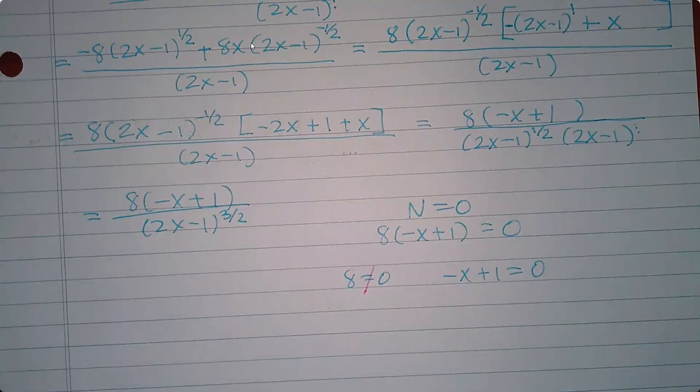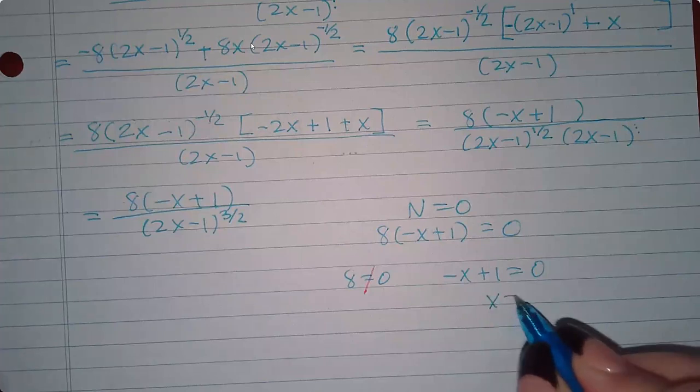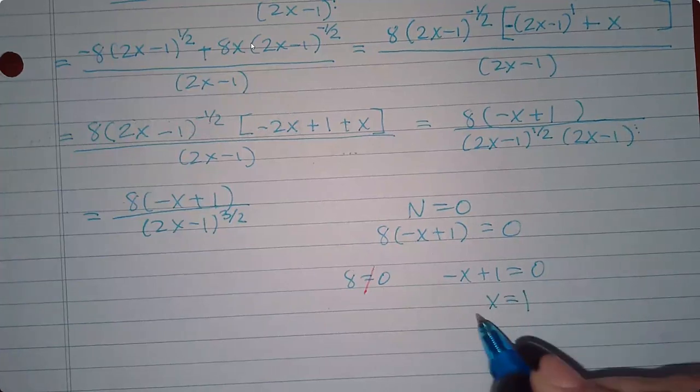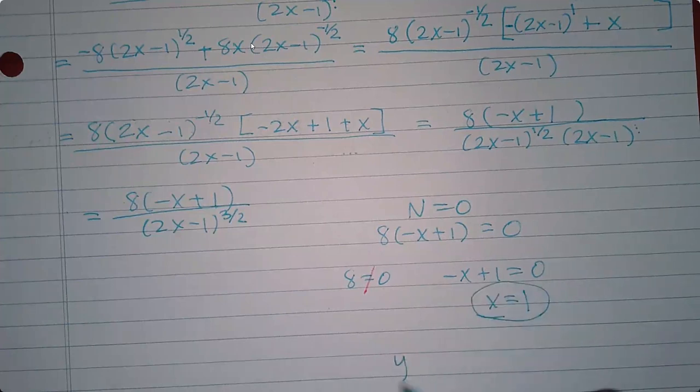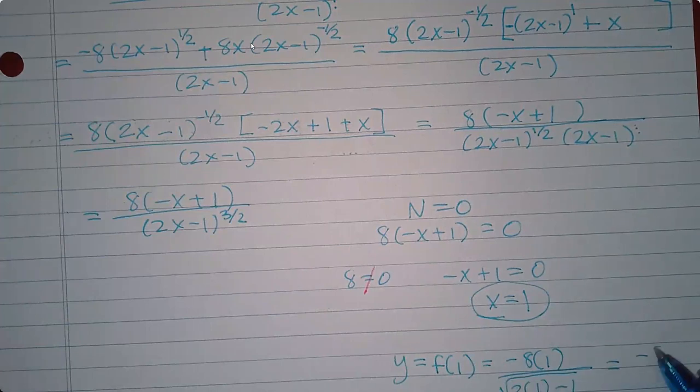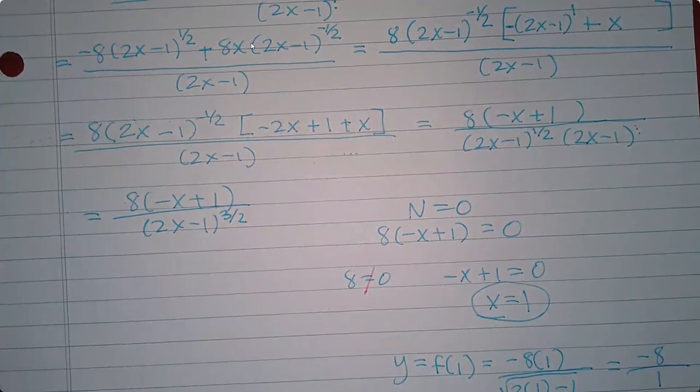We'll set the other one equal to 0, and what x value will you find? x equals positive 1. And this is the guy that they wanted. However, if I wanted y, we have to plug 1 into your function. And this was my original function. So 2 times 1 is 2, minus 1 is 1. What's the square root of 1? 1. And so I get negative 8. So the point is going to be 1 for x and then negative 8 for y.